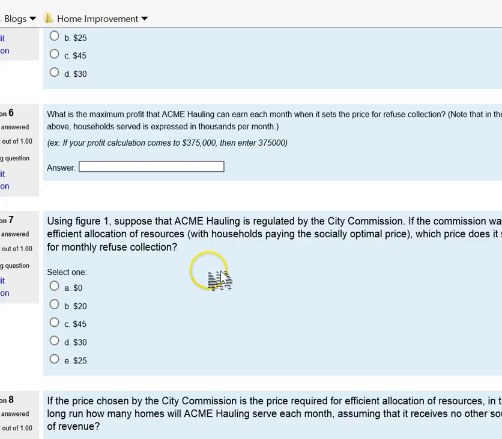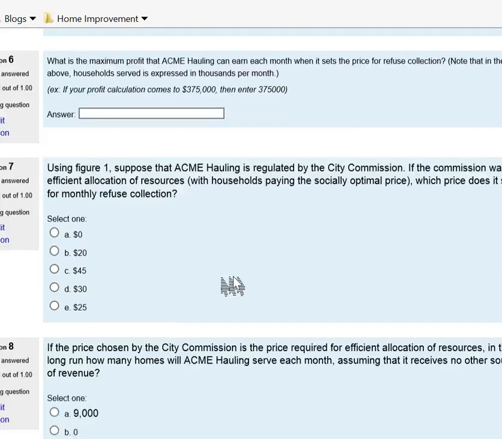Here, using figure 1, suppose that the hauling company is regulated. The commission wants it to produce the efficient allocation of resources. Which price is it? So find the price associated with supply equals demand.